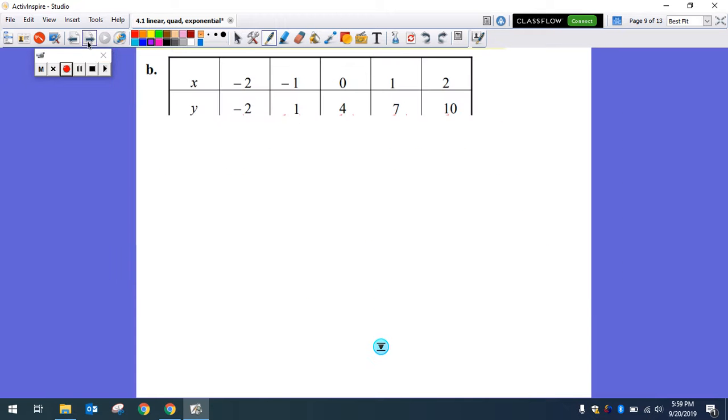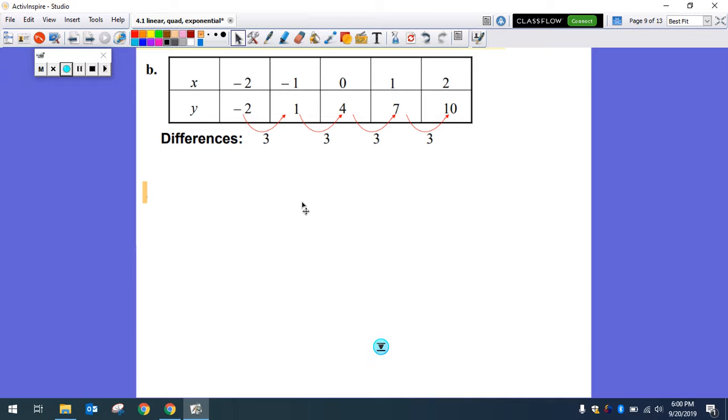All right, so let's go through this table. We want to find the difference. So look at our y's, and we're going to see what does each one change by. So to get from -2 to 1, we changed by 3. From 1 to 4, we changed by 3. 4 to 7, 3. So each time we're adding 3.